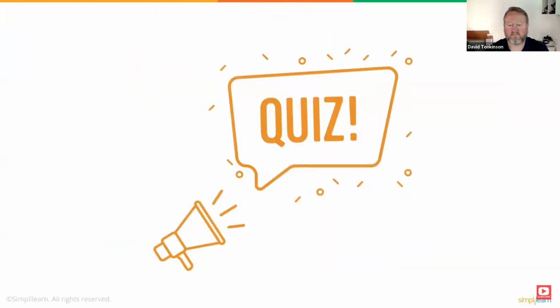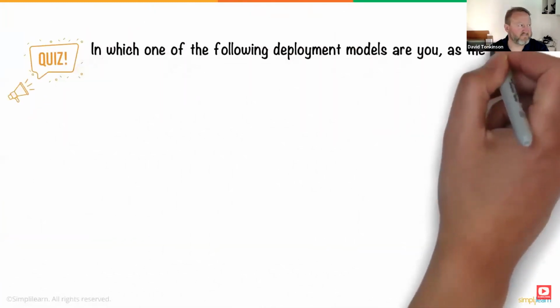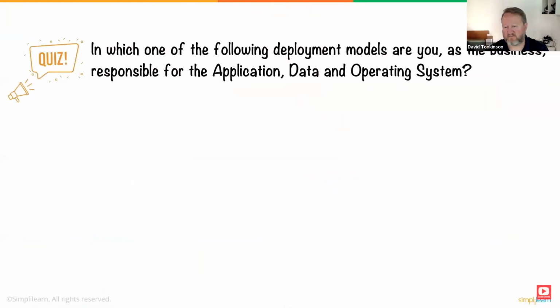Time for a quiz now. In which of the following deployment models are you, as the business, responsible for the application, data, and operating system? 1. IaaS. 2. PaaS. 3. SaaS. 4. IaaS and PaaS.